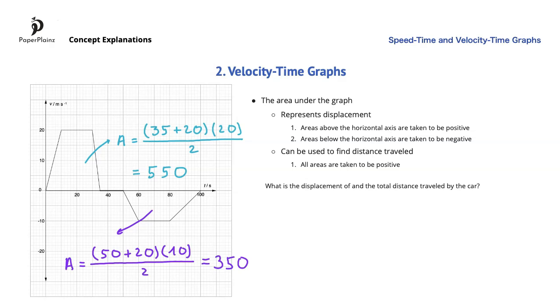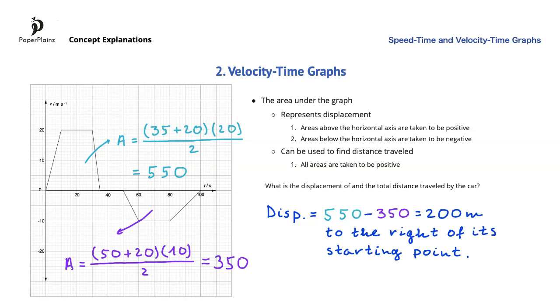Let's calculate the displacement. The first area is above the horizontal axis, so it's taken to be positive, while the second area is under the horizontal axis, so it's taken to be negative. This gives us 200 meters. We get a positive number here, which means that the displacement is in the positive direction. Since we have taken the positive direction to be towards the right, the displacement of the car at the end of its motion is 200 meters to the right of its starting position.